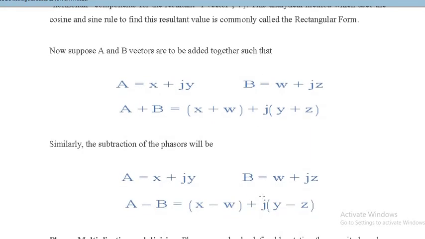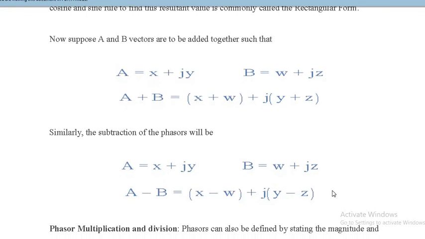Now let us see the subtraction operation. You can see over here again the same vectors are taken. A is equal to x plus jy and b is equal to w plus jz, but now the operation a minus b is to be taken. In that case again we'll be doing the same thing, a real part operation and an imaginary part operation. So it will be x minus w, plus j, y minus z.